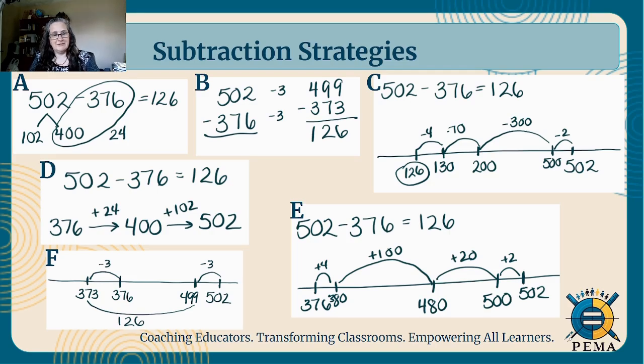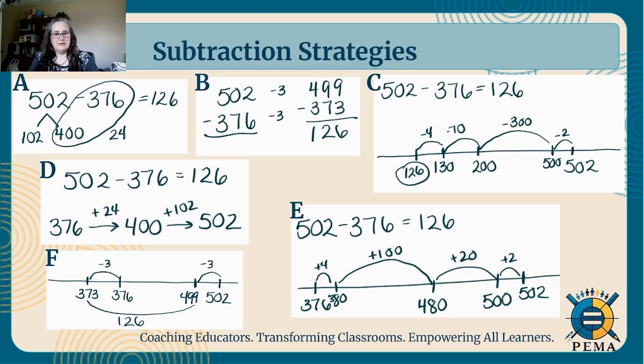So A is take from 10, or in this case, take from 100. So we decided that 376 is almost 400, which is a friendly number, and decompose that 502 into its parts so we could subtract.